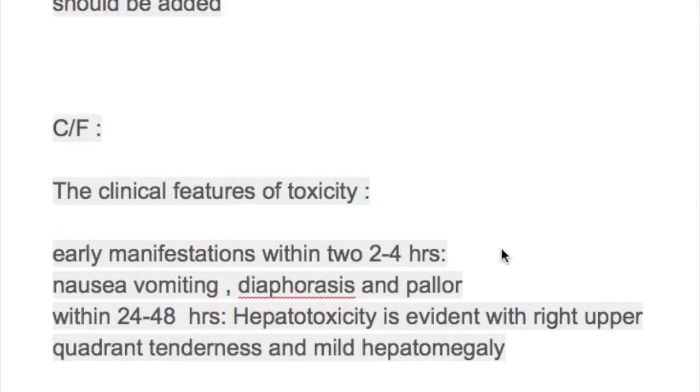What are the side effects of acetylcysteine? The most common side effect, which is almost always present, is vomiting. So metoclopramide should be added. The most dangerous side effect of N-acetylcysteine is shock.